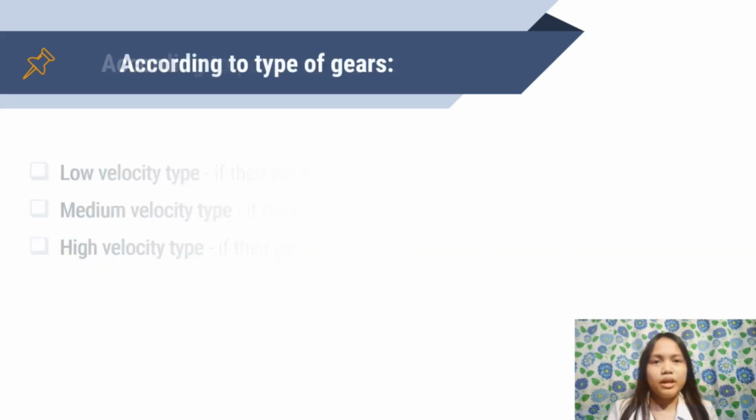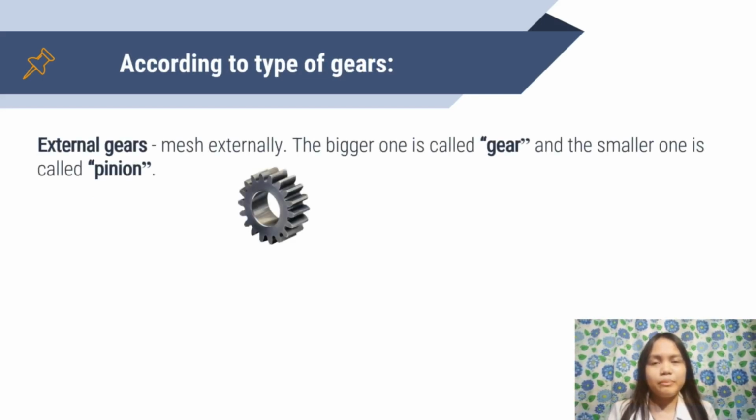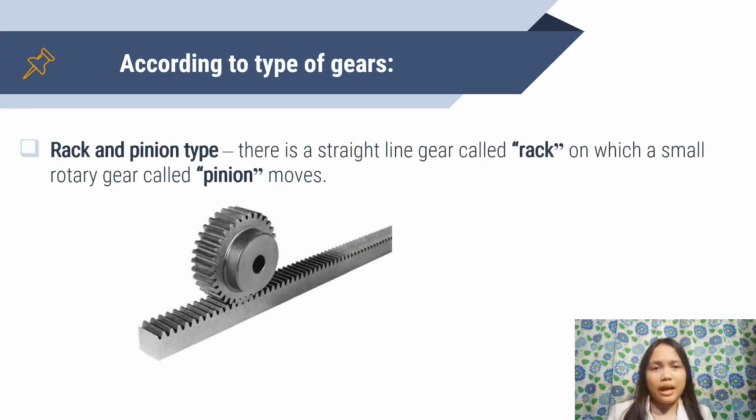According to its type, gears can be classified as external, internal, and rack and pinion type. In external gears, the teeth are meshed externally. The bigger one is called gear and the smaller one is called pinion. And in internal gears, the teeth are meshed internally. The annular is the larger one and the smaller one is called pinion. The rack and pinion type is composed of a straight-line gear called rack on which a small rotary gear called pinion moves.